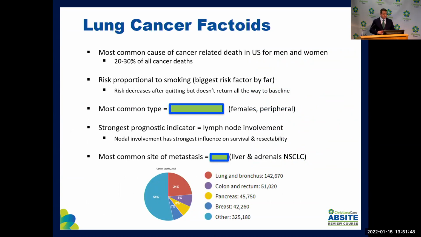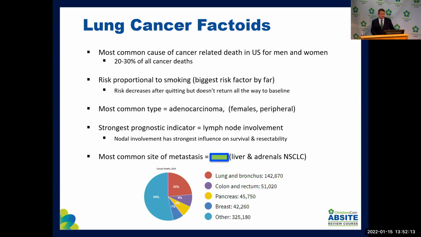All right, lung cancer factoids. It is the most common cause of cancer-related death in the US still, about 20 to 30% of all cancer deaths. Risk is proportional to your history of smoking. That's the biggest risk factor by far. You can drop it a little bit by quitting smoking, but it never returns back to baseline. The most common type of lung cancer is adenocarcinoma, just like pretty much every other cancer. There's going to be females and peripheral.